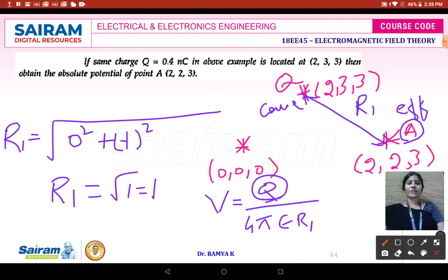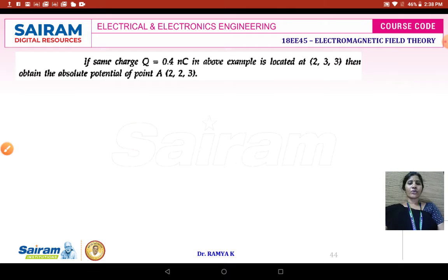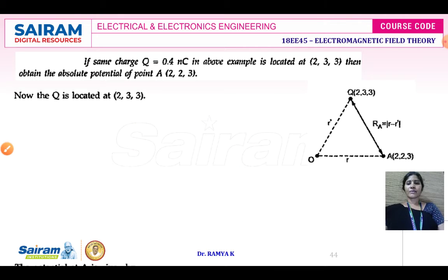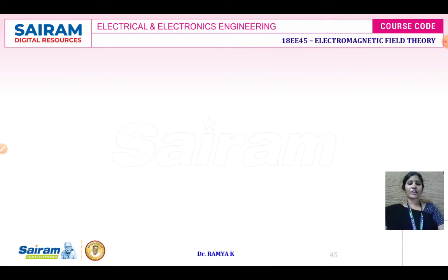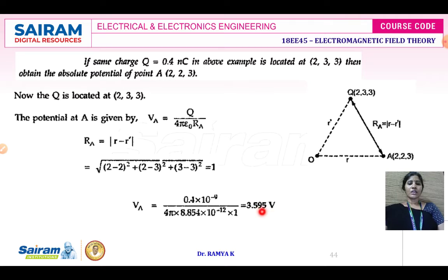Here the value of Q is going to be 0.4 nanocoulomb. 4 is constant, pi is also constant. Epsilon is going to be epsilon naught into epsilon r. Epsilon r is equal to 1 and the value of r is going to be 1. These are all the steps that have been explained. Now we obtain the value of VA as 3.595 volt.